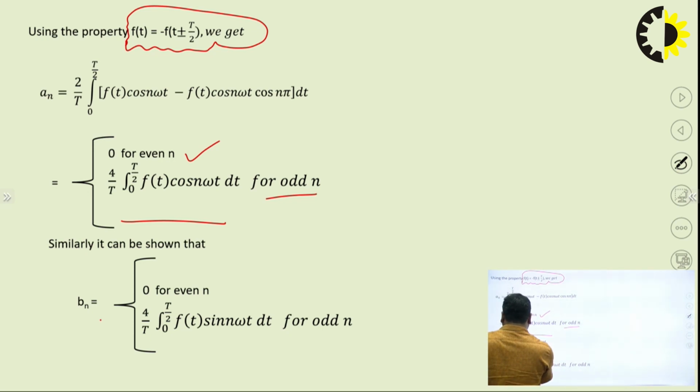And here it is b_n. The value of b_n becomes 0 for n even, and it becomes 4 upon T, integral from 0 to T by 2 of f(t) sin n omega t dt for n odd.